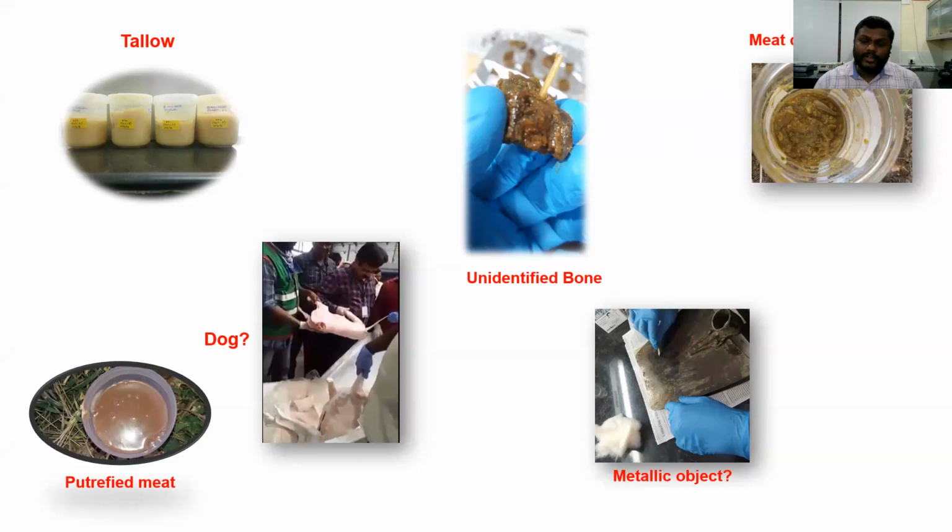Now gradually, what is happening is that from regulation and food fraud, things are moving towards a more forensic side. The police are involved in many cases. One such case is a metallic object.